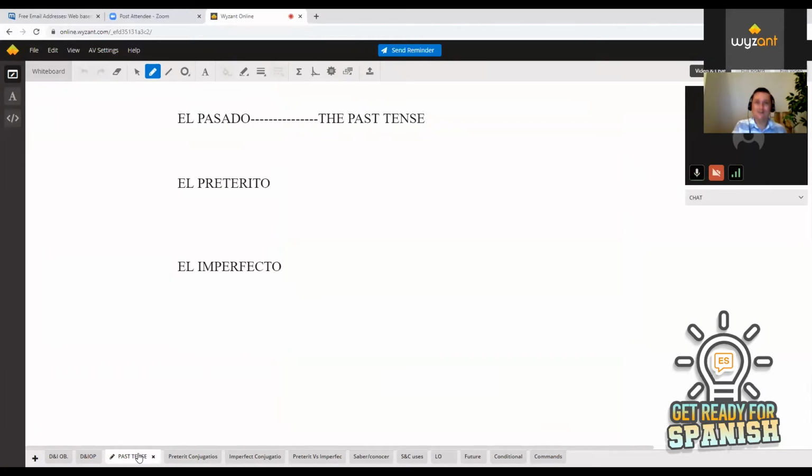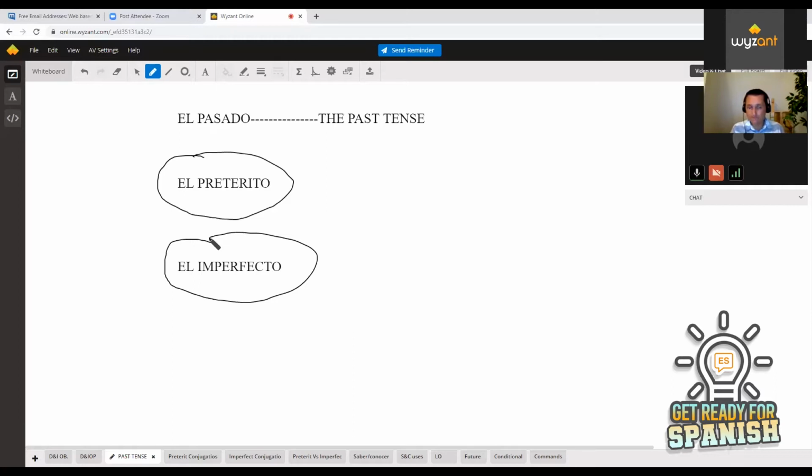The past tense. Last week, we were explaining the concept of conjugation, and we were explaining how to conjugate in the present tense. This year, you are going to be learning about the past tense. And in Spanish, this can be a little tricky because we have two different kinds of past tenses, and you have to learn both of them. We have what we call el pretérito, or the preterite, and el imperfecto, or the imperfect.